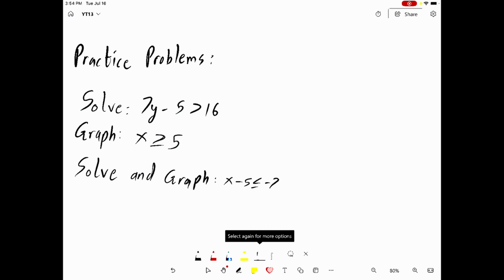For today, we have 3 practice problems. Number 1, 7y minus 5 is greater than 16. Our second example is to graph x is greater than or equal to 5. And our third example is to both solve and graph x minus 5 is less than or equal to negative 7.